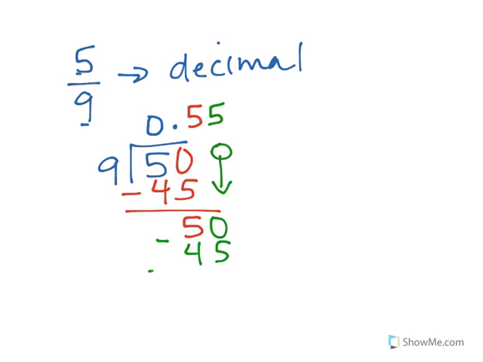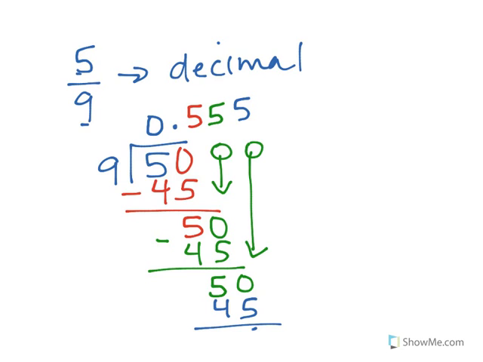So I'm sensing that I'm getting a little pattern here, but I'm going to go out one more time. I'm going to say 9, I have to first bring down another 0. 9 goes into 50, again, 5 times. 9 times 5 is 45. And I notice that I have a pattern here. I keep getting 5s as my remainder, so I'm going to stop.